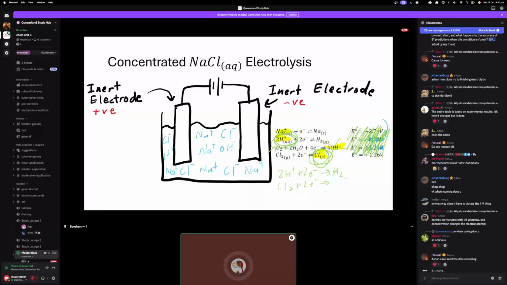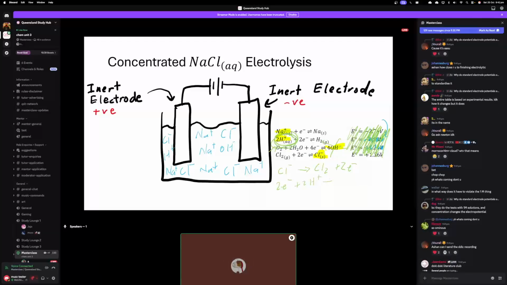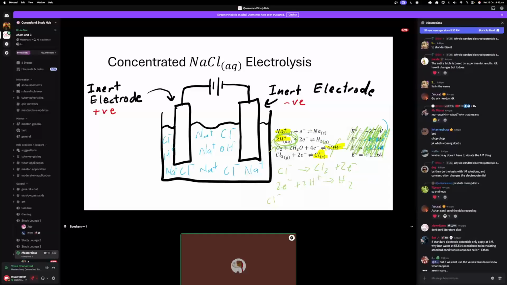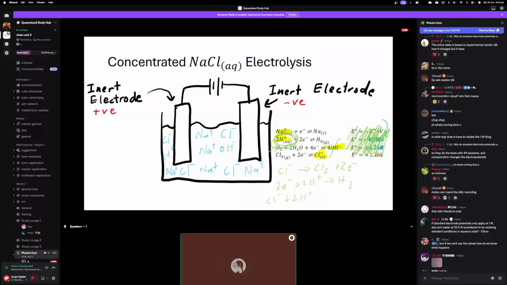Oh yeah, I should probably write it the other way around. My bad. Cl minus, just so you can see it easier, Cl2 plus 2e minus, and these electrons go straight into the next one, 2e minus plus 2H plus forms H2. So the full equation would be Cl minus plus 2H plus forms Cl2 plus H2.